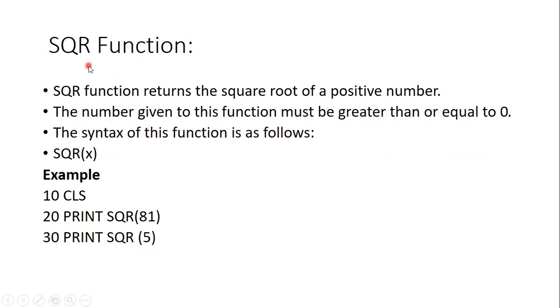The next function is SQR. The SQR function returns the square root of a positive number. Clear? So to use this type of function, it's compulsory that the value which is being passed as a parameter or argument should be a positive value. Fine. So that its square root can be printed. The SQR function returns the square root of a positive number. The number given to this function must be greater than or equal to 0.